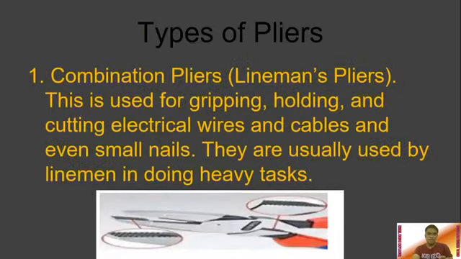So we have the first type of pliers. We have the combination pliers, also known as lineman's pliers or the diagonal pliers. This is used for gripping, holding, and cutting electrical wires and cables and even some small nails. So they are usually used by linemen in doing heavy tasks. So this is the photo or the illustration of a combination pliers.